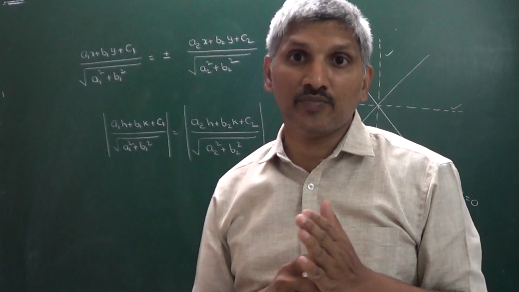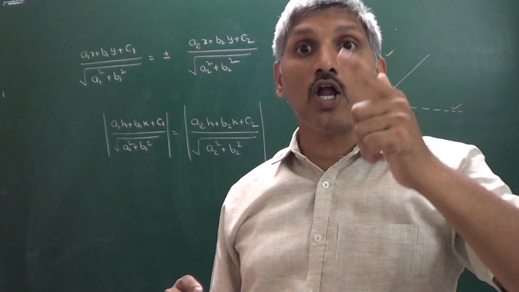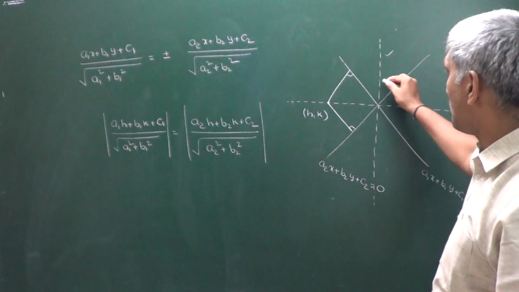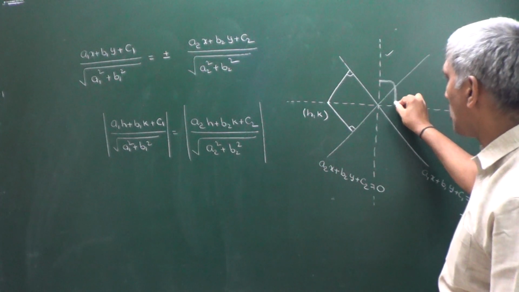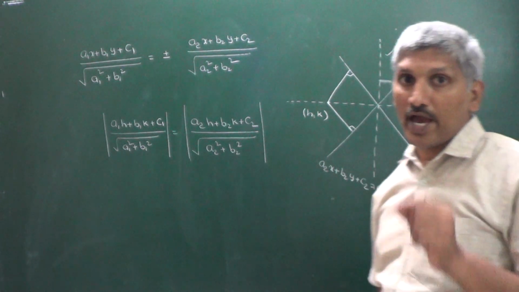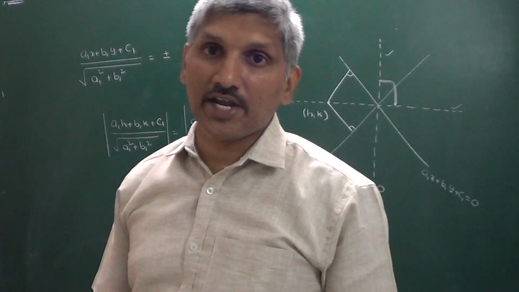At the same time, the angle between angle bisectors is always 90 degrees. These two dotted lines are always perpendicular. The angle between angle bisectors is always 90 degrees.